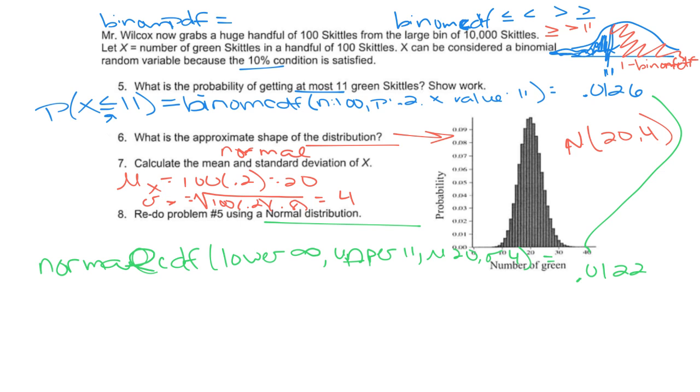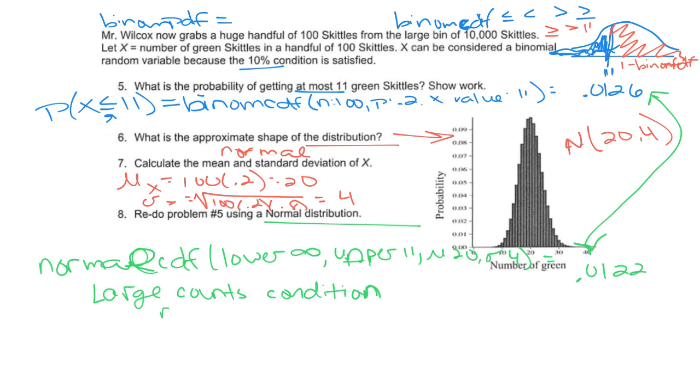which is relatively close to what we calculated before. So we can assume a normal distribution with what's called our large counts condition. And this could be helpful for us later. So a normal distribution can be assumed if our large counts condition is met.